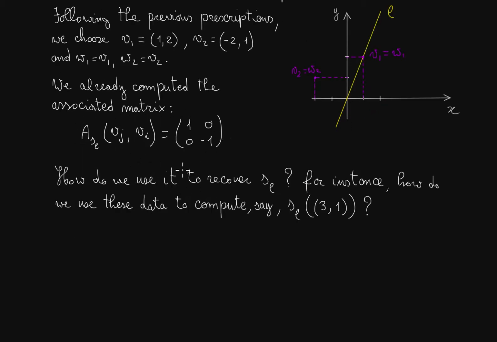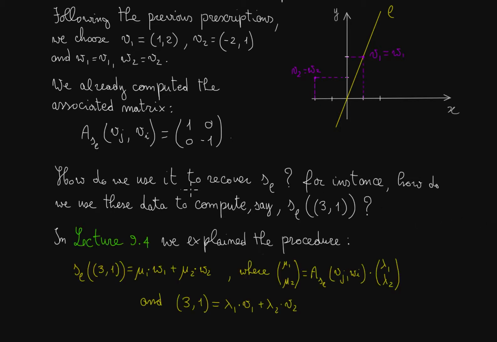How do we use the associated matrix to recover the homomorphism? For instance, how do we use this data to compute, say, the image of (3, 1) through the homomorphism SL? Well, in lecture 9.4, we explained the procedure. The image of (3, 1) will be a linear combination of the basis of the codomain, W1, W2, with coefficients that we have to compute. Let's call them mu1 and mu2.